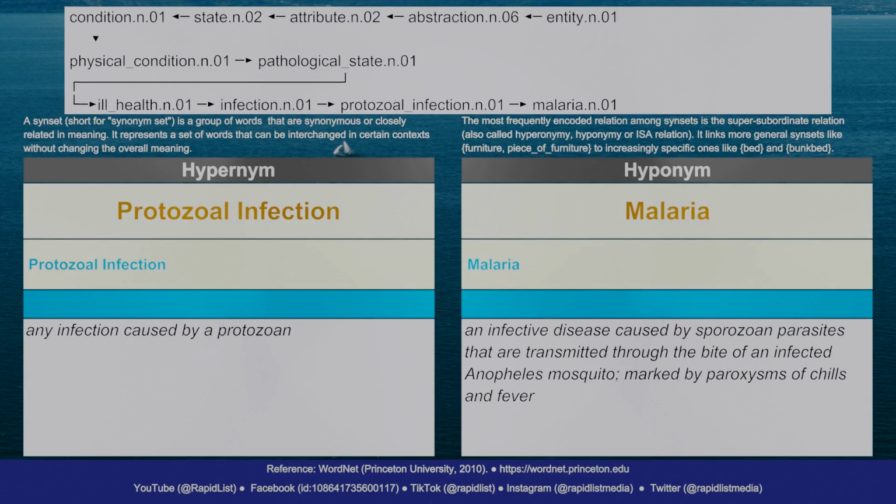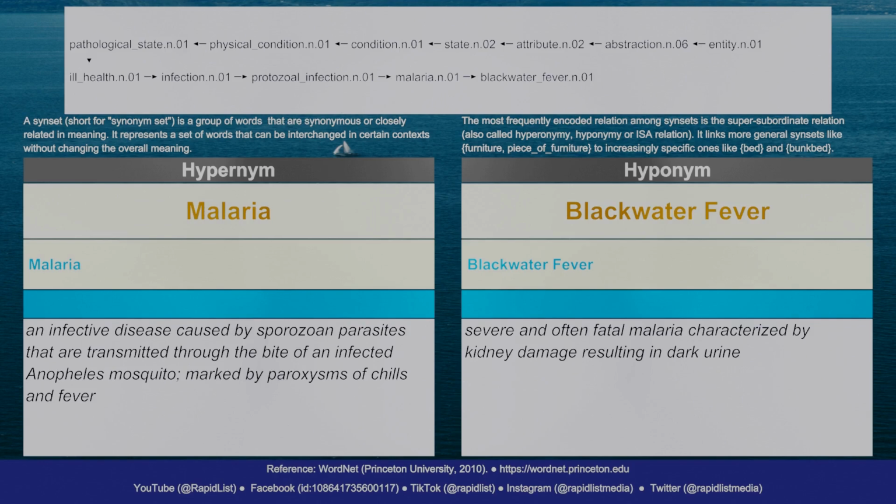Malaria. An infective disease caused by spores and parasites that are transmitted through the bite of an infected Anopheles mosquito, marked by paroxysms of chills and fever. Blackwater fever. Severe and often fatal malaria characterized by kidney damage resulting in dark urine.